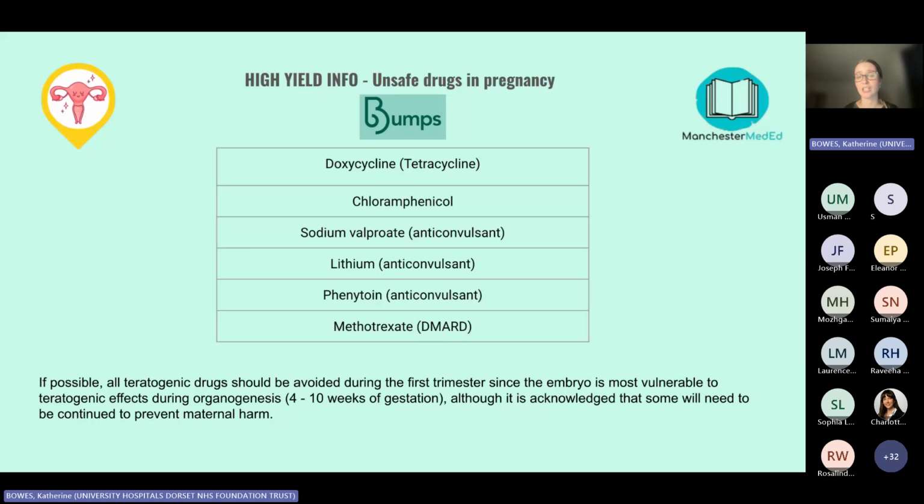And these are some other drugs that just came to mind that I also think are maybe a bit more common, especially lithium for patients with bipolar, doxycycline, that could be a sneaky one in a question as well. So if possible, all teratogenic drugs should be avoided within the first trimester, as that's when the developing fetus is the most vulnerable.